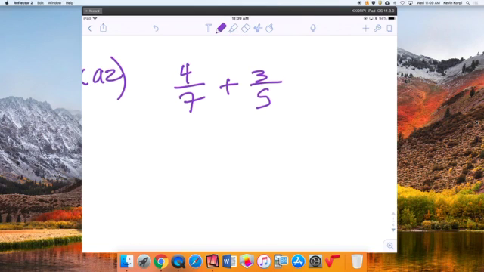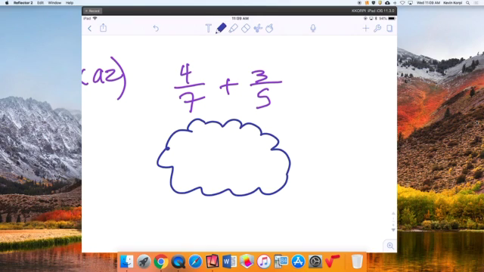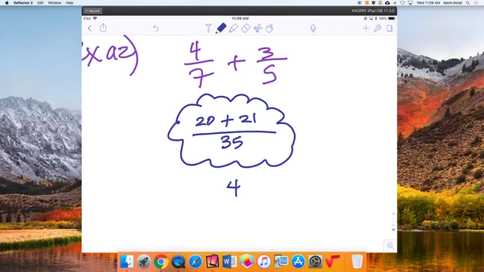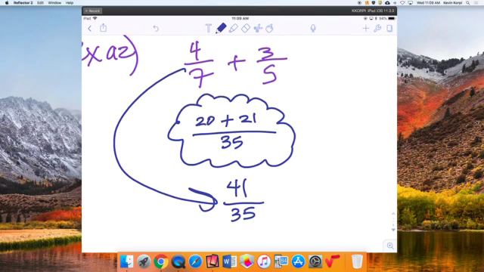All right, so I'm going to go ahead one more time here and show that thought bubble. Put the thought bubble first this time. There it is. So 4 times 5, that is 20, plus 3 times 7, that's 21. All over 7 times 5, that's 35. So that gives you 41/35. All right, and that's your answer. So again, you could look at that and go straight to there. 7 and 5 were co-prime, right? So this method works great.